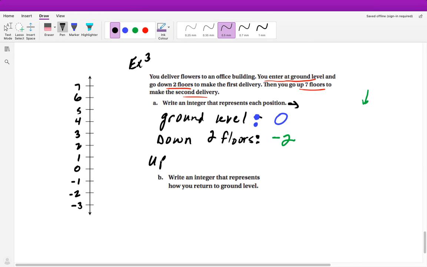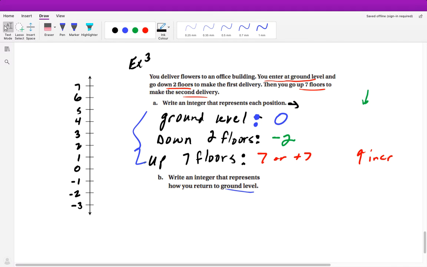And then if we go up 7 floors, how do we represent this as an integer? Well, when we go up, we know that we are increasing. That means it's going to be positive. So we can just write 7, or you could write +7 if you'd like. All right, now for question B, it says, write an integer that represents how you can return to ground level. So now after we did all these deliveries, if we wanted to say, what do we need to do in order to go back to ground level? That's what it's asking for.